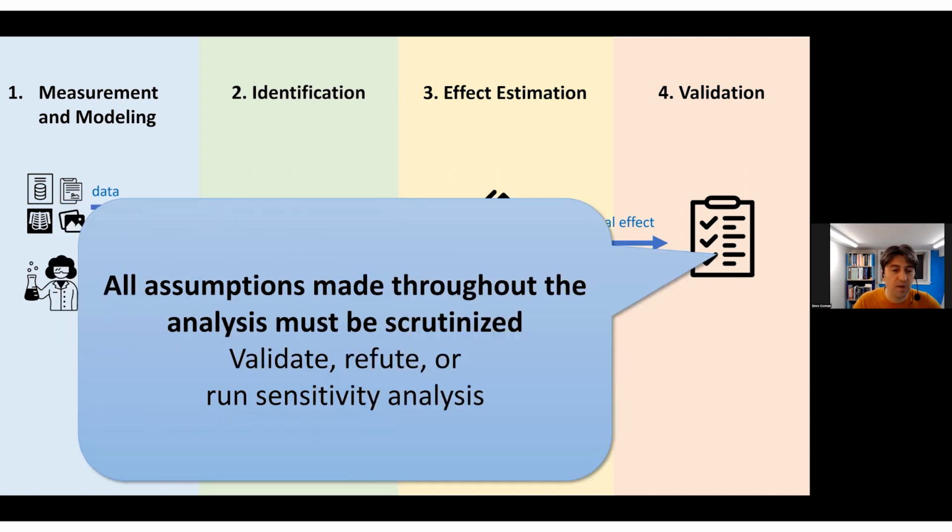And finally, we go and look at all of the assumptions that we've made throughout the analysis: the parametric assumptions, any additional requirements made by the identification algorithm, and the initial assumptions that the analyst brought in the form of their domain knowledge. We validate these when it's possible. We try to refute them otherwise, and then finally, if we can do neither of those, then we run a sensitivity analysis so that the analyst has a sense of how much their answer might change if that assumption is wrong.